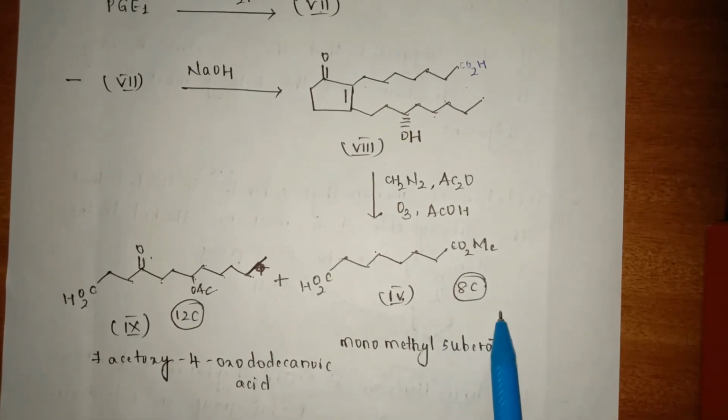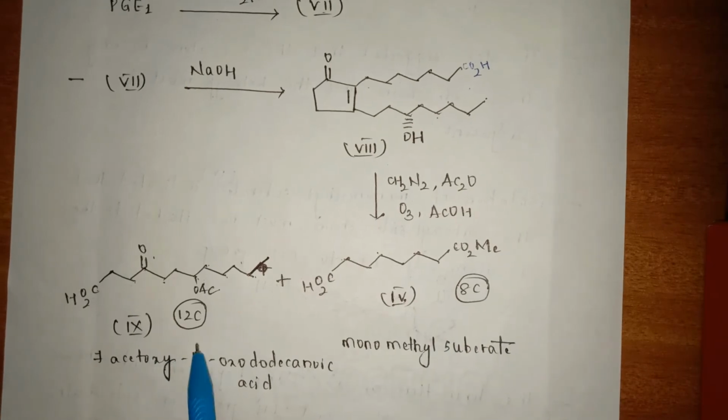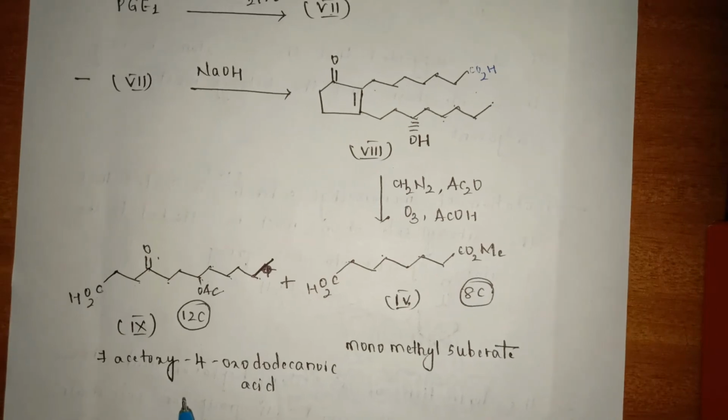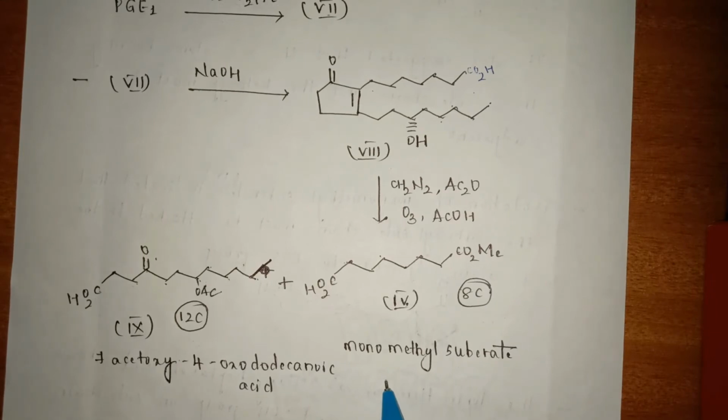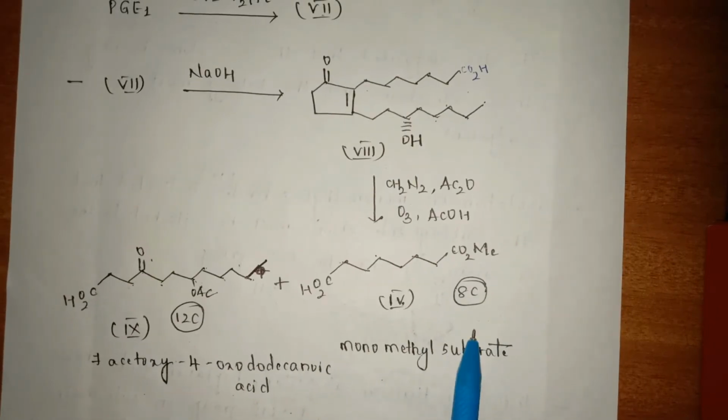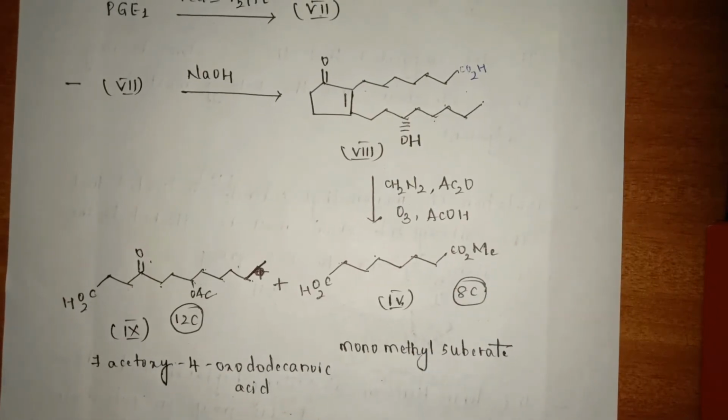One is with 8 carbon atoms and the other with 12 carbon atoms. In the previous system, when we tried to establish this, there was 1 carbon atom less, which was attributed to carbon dioxide. Whereas in this, it clearly gave 8 carbon atoms plus 12 carbon atoms, that is 20 carbon atoms, established in this particular degradation. One of the compounds was monomethyl suberate. The other compound formed was 7-acetoxy-4-oxo-dodecanoic acid. So these two compounds, when the carbon atoms are added up, give 20, that is of PGE1.